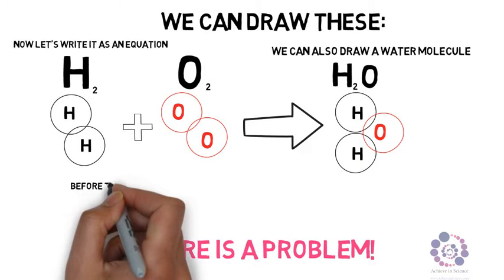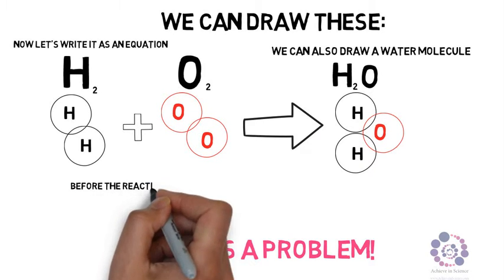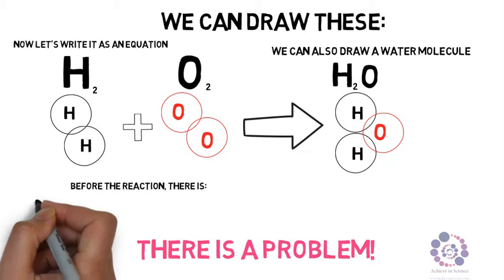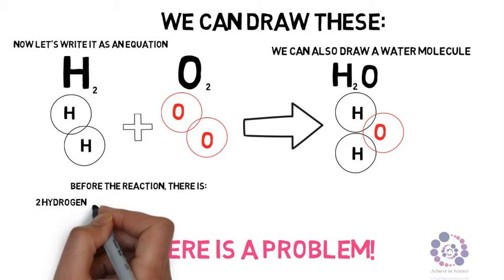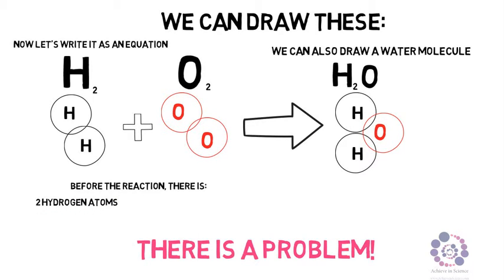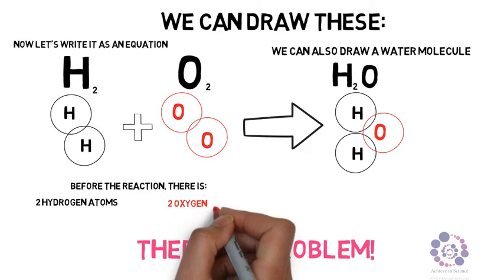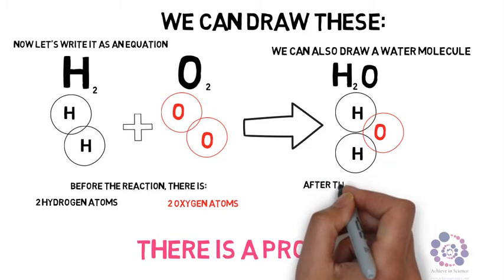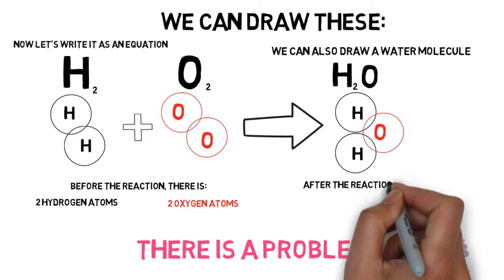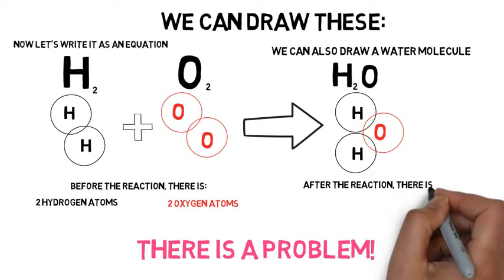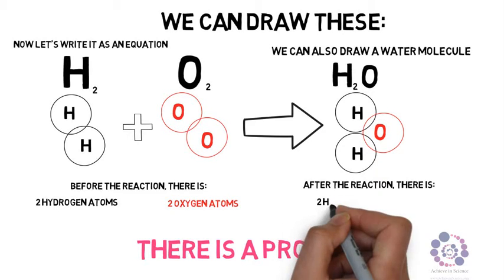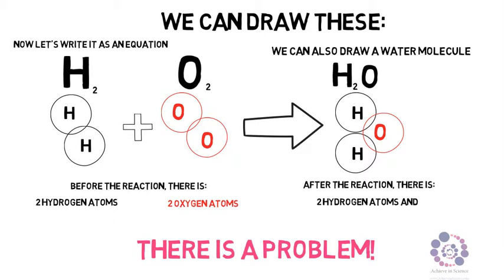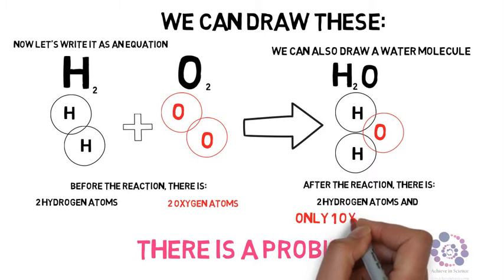Before the reaction, there are two hydrogen atoms and two oxygen atoms. And then after the reaction, there are two hydrogen atoms, but only one oxygen atom. Therefore, what we had before, we haven't got after, because we've lost something. We've lost an oxygen in this case, so there is a problem. So now we need to look at a solution to this problem.